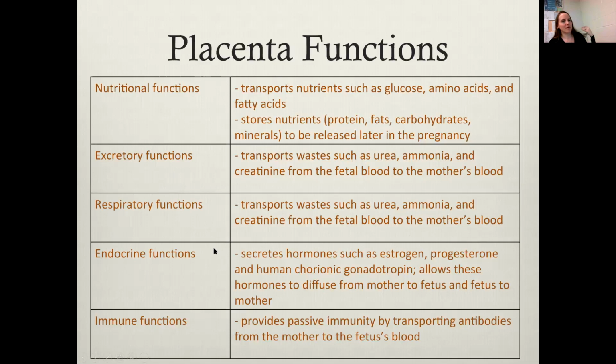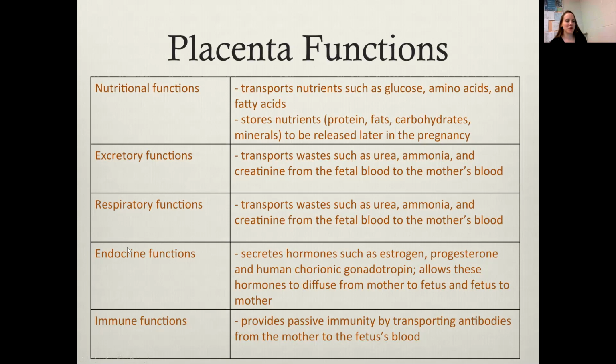So this is just a bunch of different things that the placenta does. So it's going to move nutrients from the mother to the baby, so things like glucose, amino acids, fatty acids, all that kind of stuff. It's also going to move waste products from the baby to the mother, so urea and ammonia, all of that kind of stuff that would form urine in a full-grown adult has to be moved from the baby to the mother so that she can combine it with her urine.